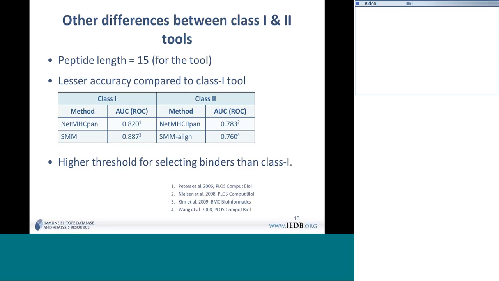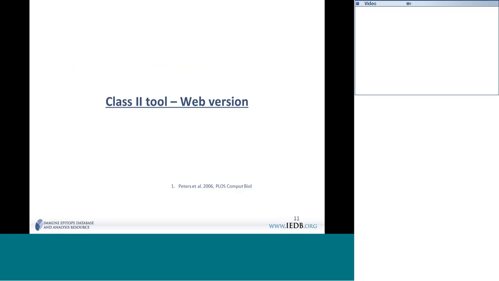I will explain why we chose the length of 15 in a later slide, but that's the difference between class 1 and class 2. And mainly because the prediction efficacy is lesser compared to class 1, we have to set a higher threshold for selecting binders in case of class 2 compared to class 1. Okay, so those are the major differences between the class 1 and class 2 tools.